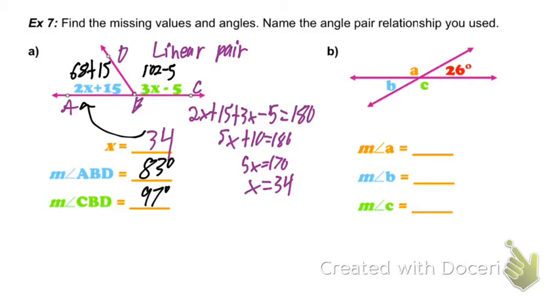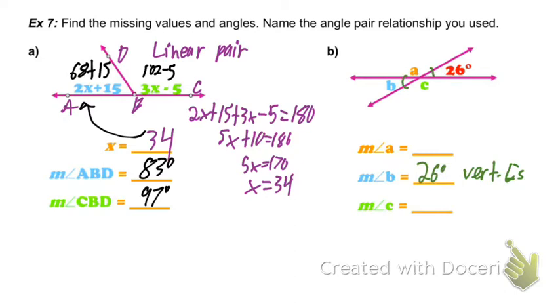Raise your hand if you know the angle relationship we're going to use on one of these. There's two different angle relationships you have to use. Vertical angles to find which angle? B. Vertical angles for B. Okay, so what's the measure of angle B? 26 is the measure of angle B. They're congruent because vertical angles are congruent.